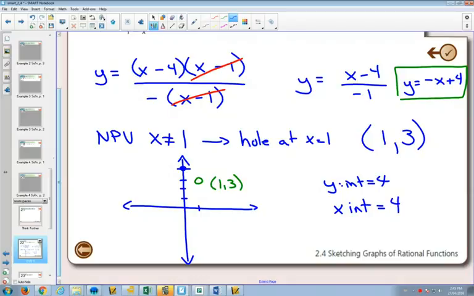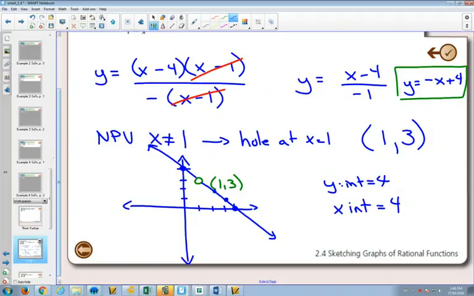In other words, we're looking at our fraction. What would make this fraction equal to 0? Well, you have an x minus 4 on top. 4 would make it equal to 0. And that can help you draw the rest of your line. So you have a hole at 1 comma 3. It goes through your y-intercept at 4, your x-intercept at 4. This line has a slope of negative 1. You can do that as well. Go down 1, over 1, down 1, over 1, down 1, over 1, and so on and so forth.